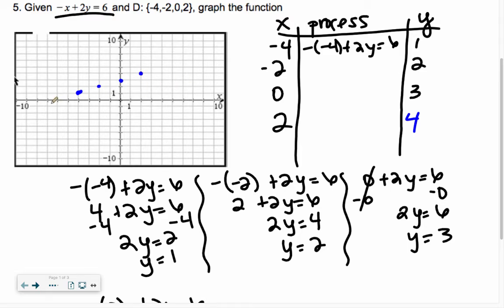So we can see here that the pattern is that it's increasing from left to right. And this is actually a line. It's a linear function, so I could connect the dots to make the line there. It's going to keep increasing or decreasing on the left.